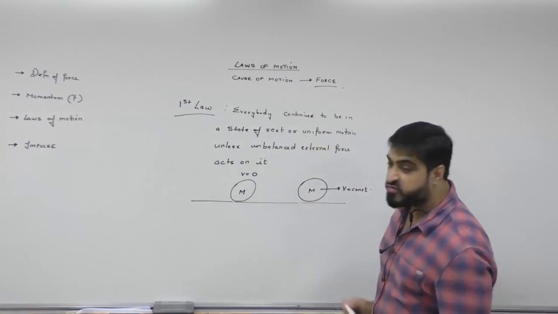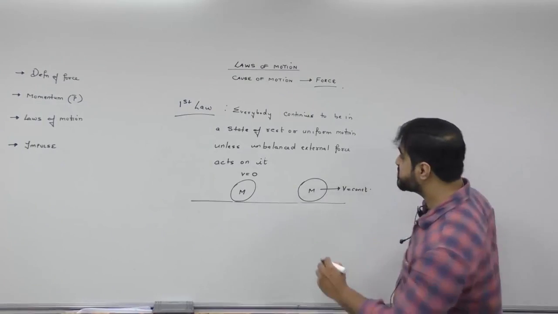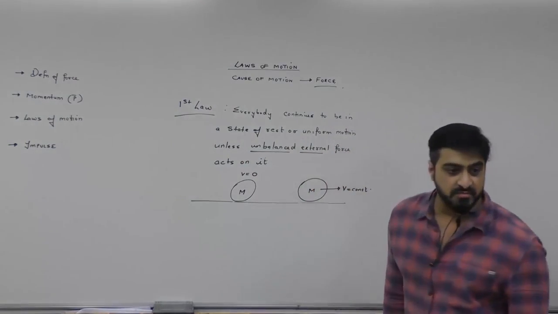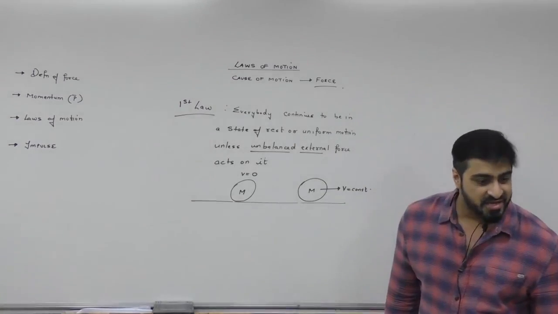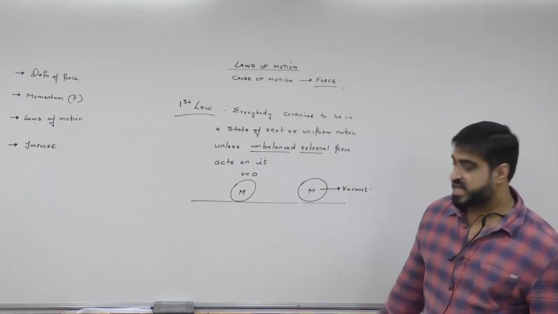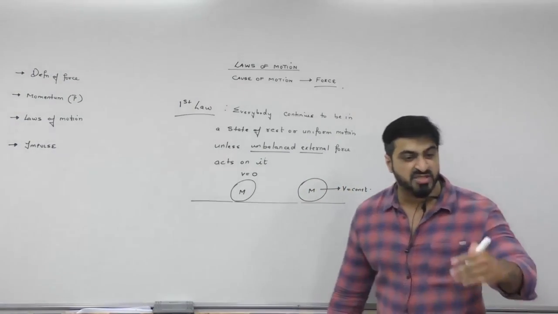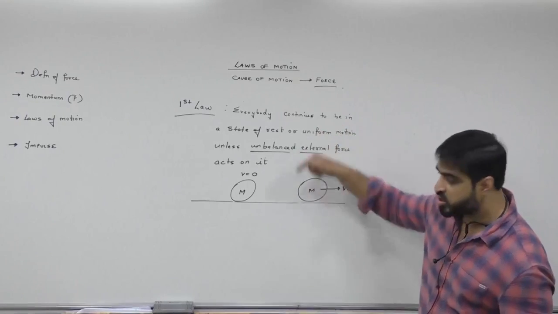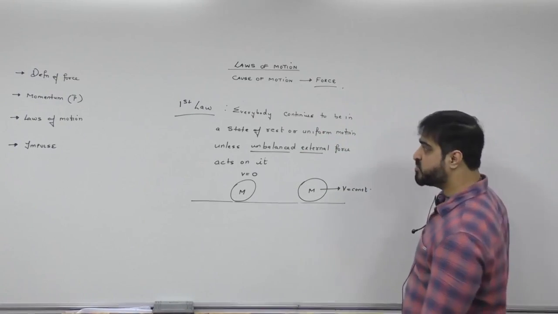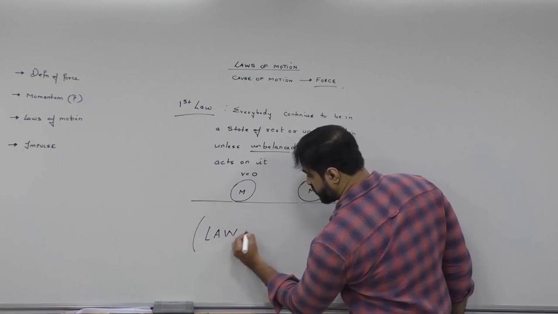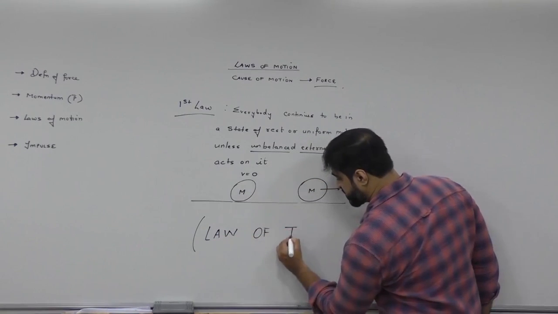This explains what? First law. And this explains unbalanced external force. You can see it is unbalanced because it is borrowed from the ground. There is no one to balance it. External force because it is out of the system. This law is also termed in physics as, what is it termed as? Law of inertia.